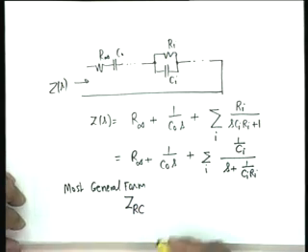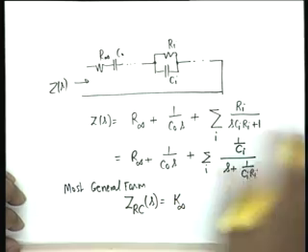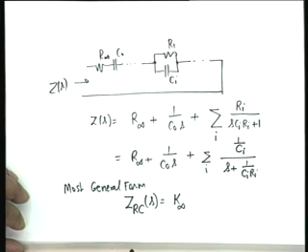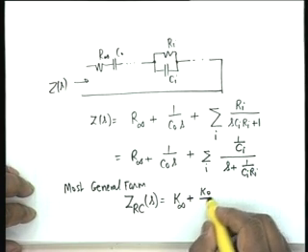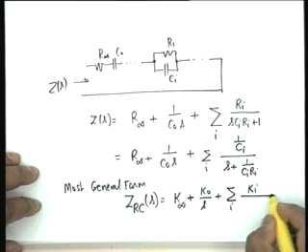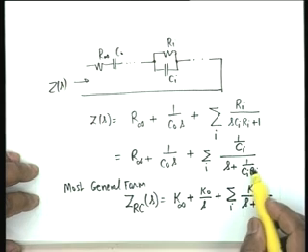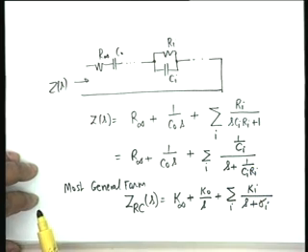Z subscript RC of s would be K infinity. Now, let us do away with the elements and write in the general form of residues and poles. I shall have K infinity plus K0 by s plus summation over i Ki divided by s plus sigma i, where sigma i is a real positive quantity and is equal to 1 by Ci Ri.